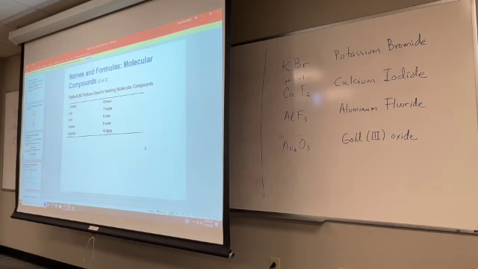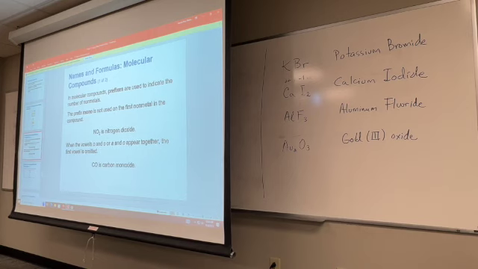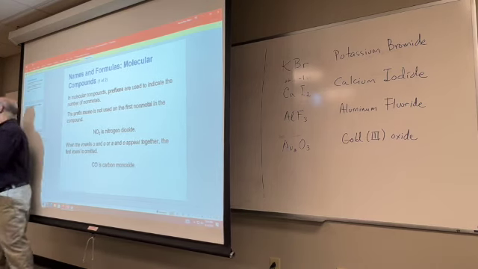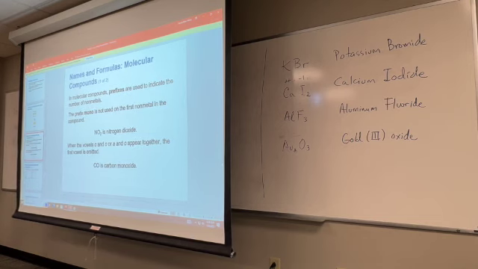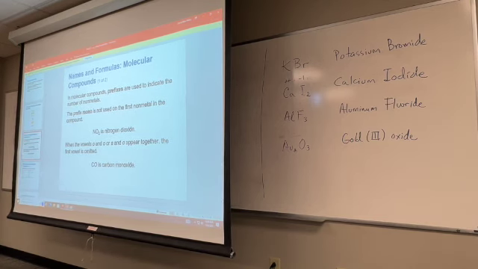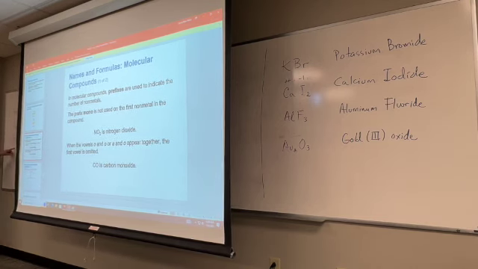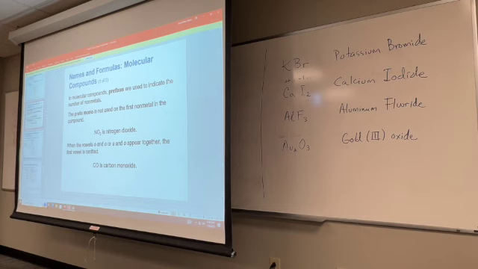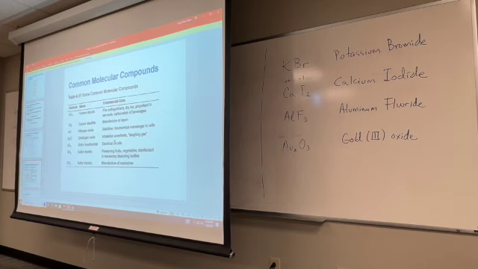Now, the reality is that when you have a single atom on the first member, we don't say monocarbon. We just simply assume that that's a single one. Okay. So carbon monoxide, carbon dioxide. Okay, now let's see here. Bunch of examples.